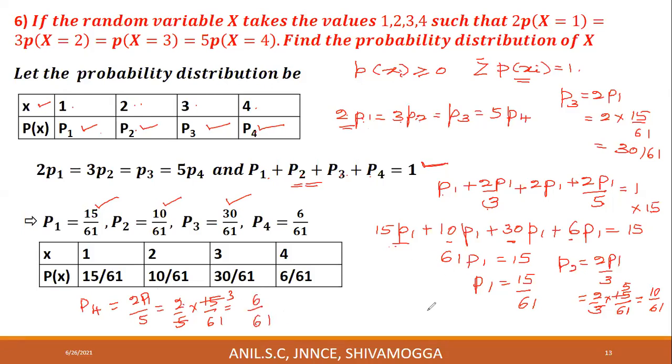Now we have all the 4 probabilities. We can easily write the distribution. P1 is 15 divided by 61. P2 is 10 divided by 61. P3 is 30 divided by 61. P4 is 6 divided by 61. This is the required probability distribution. Now we make a note of this.